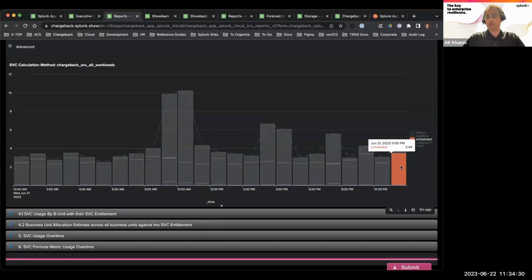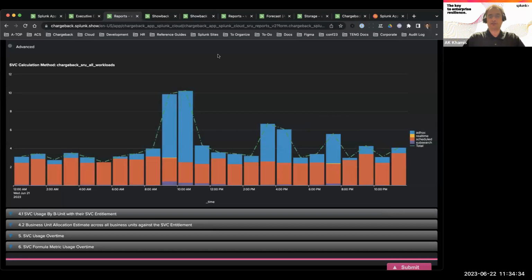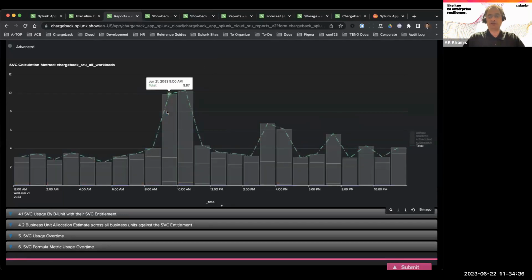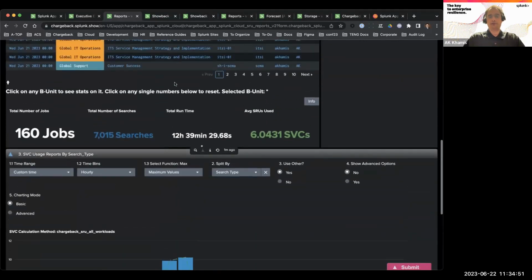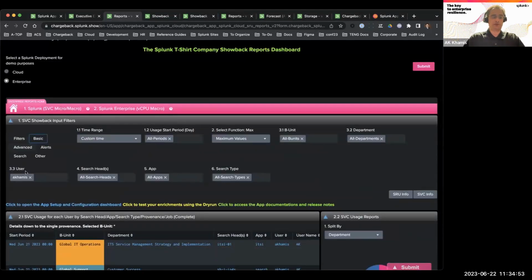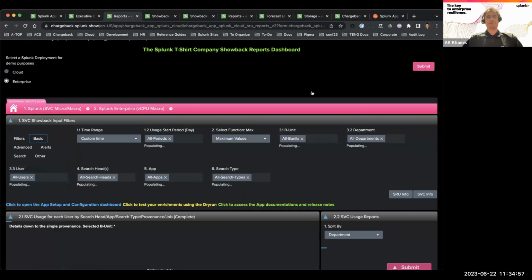I do have some scheduled jobs apparently. So this user has scheduled jobs, has some ad hoc usage, and these are sub searches that were initiated as well. And this line gives you the total amount for that hour. So this user for this hour consumed about 10 SVCs. Okay, so cool. Thank you. Yeah, that's a great idea. You can also, that's why these filters exist, so we can do these things.